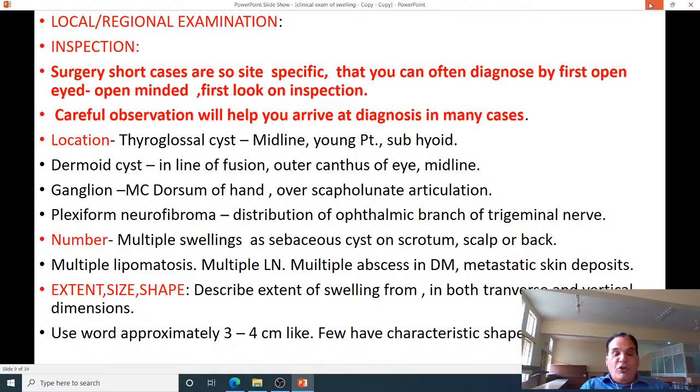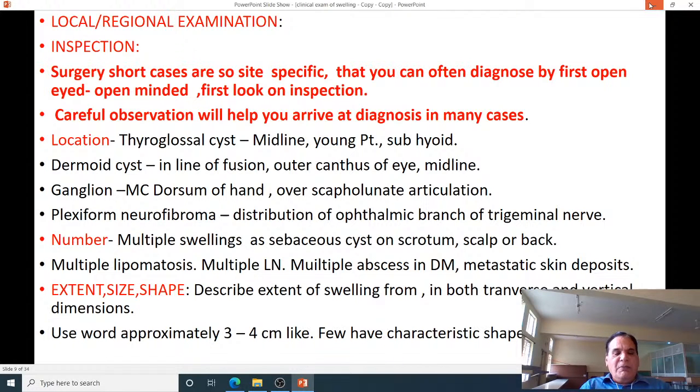Do not believe in what your SRs have told you. Oh no, this is this. No. You think yourself. Maybe he has told you the diagnosis because you are a friend of his. But you give reasons. You may find something else because he also doesn't know. The case has just come just now. So inspection is with open eye and open mind.